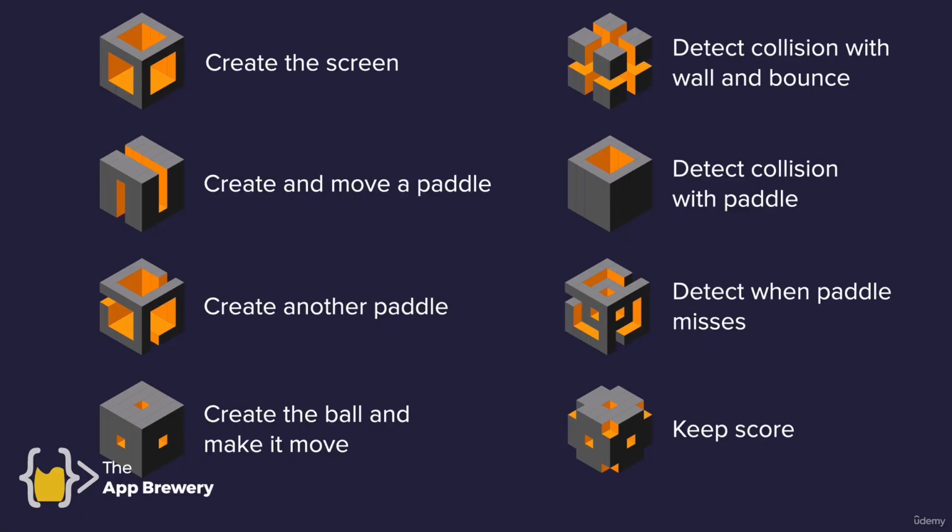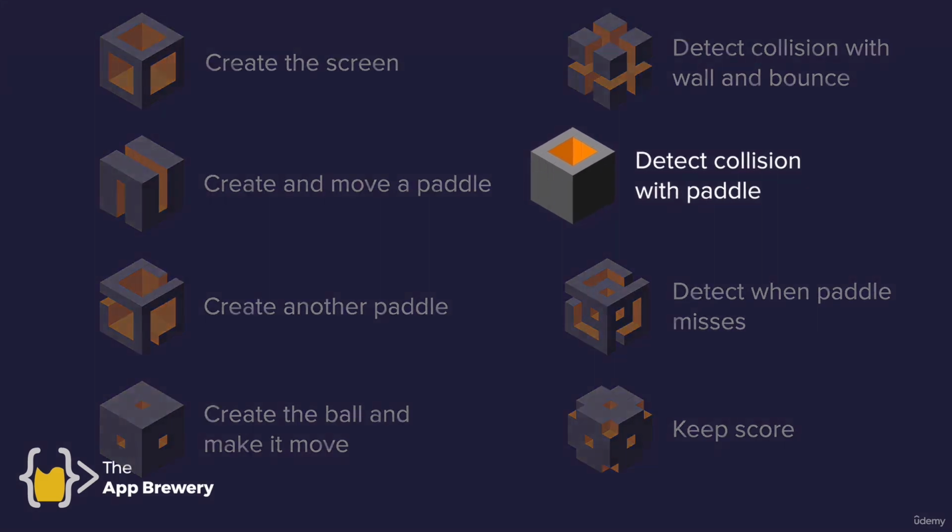So we figured out how to detect collision with the top and bottom walls and make our ball bounce off the walls. The next thing we need to do is to detect when there's a collision with the paddle and make the ball bounce off the paddle. This is probably going to be the hardest part of this program yet, so I want to talk you through the logic. Now, how can we know when the ball has hit the paddle?